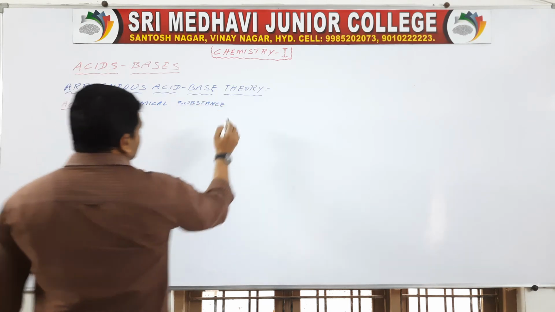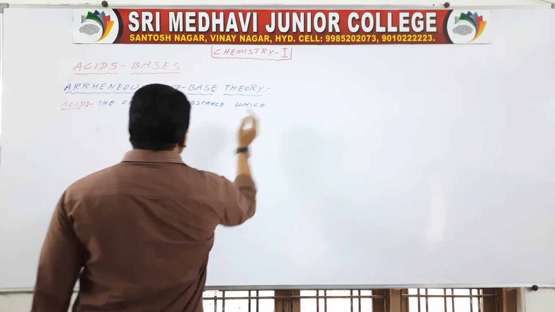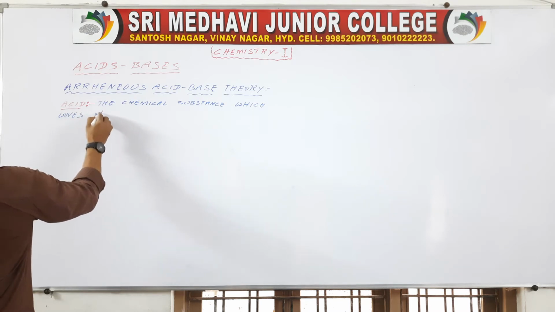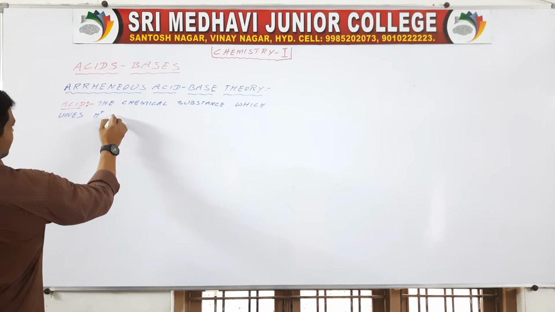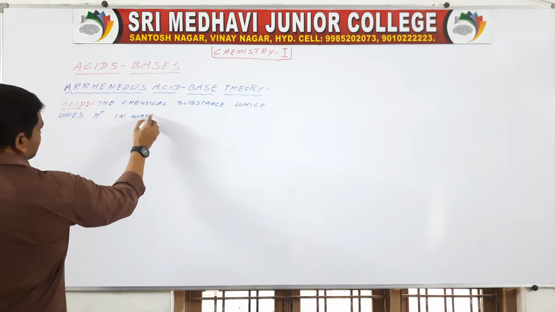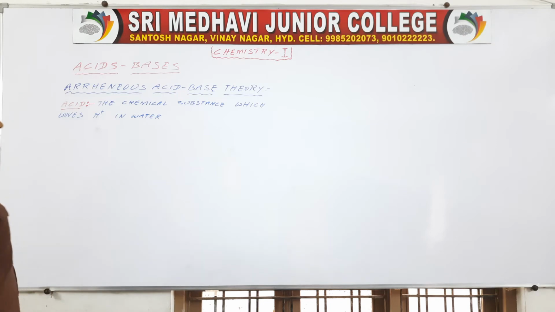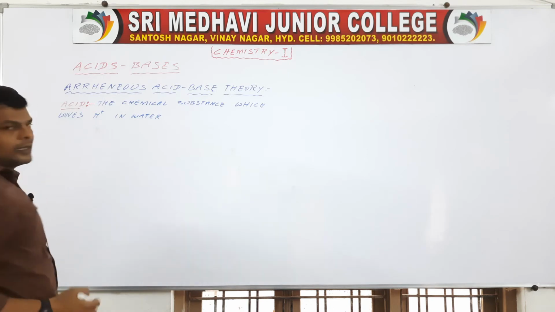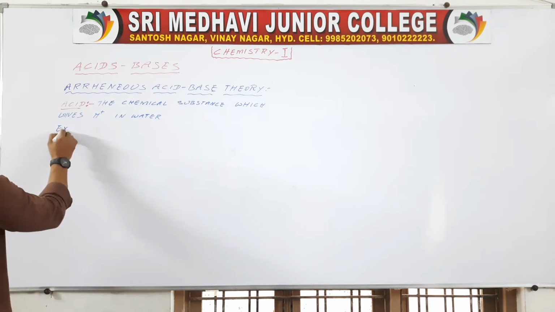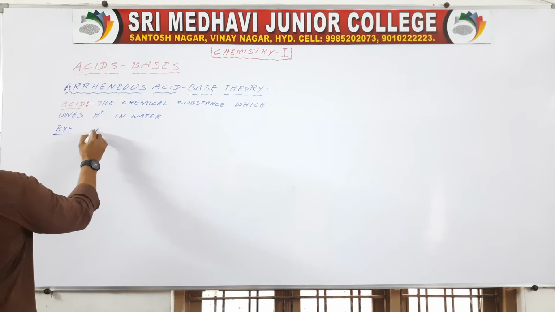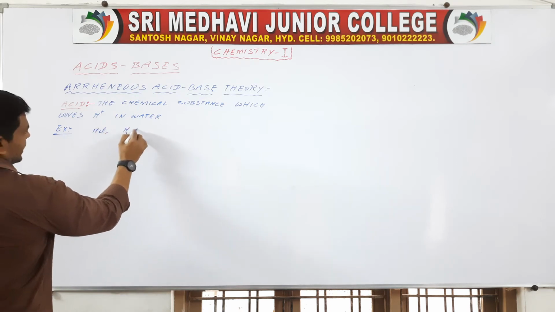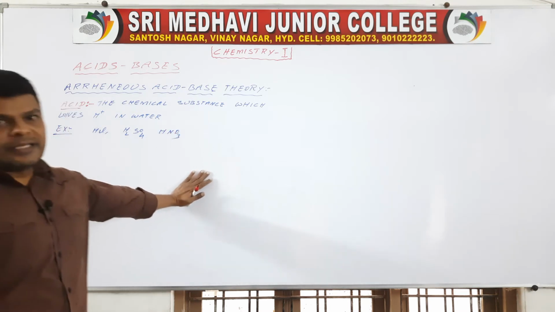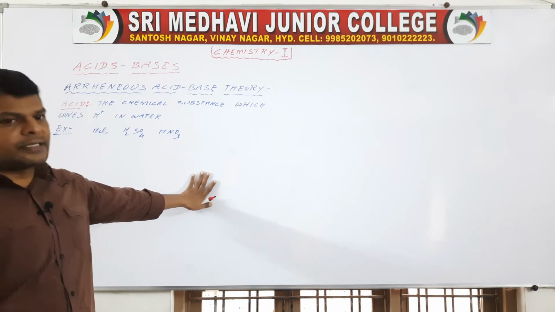The chemical substance which gives H plus in water is called acid. For example, HCl, H2SO4, HNO3, all these are called acids.